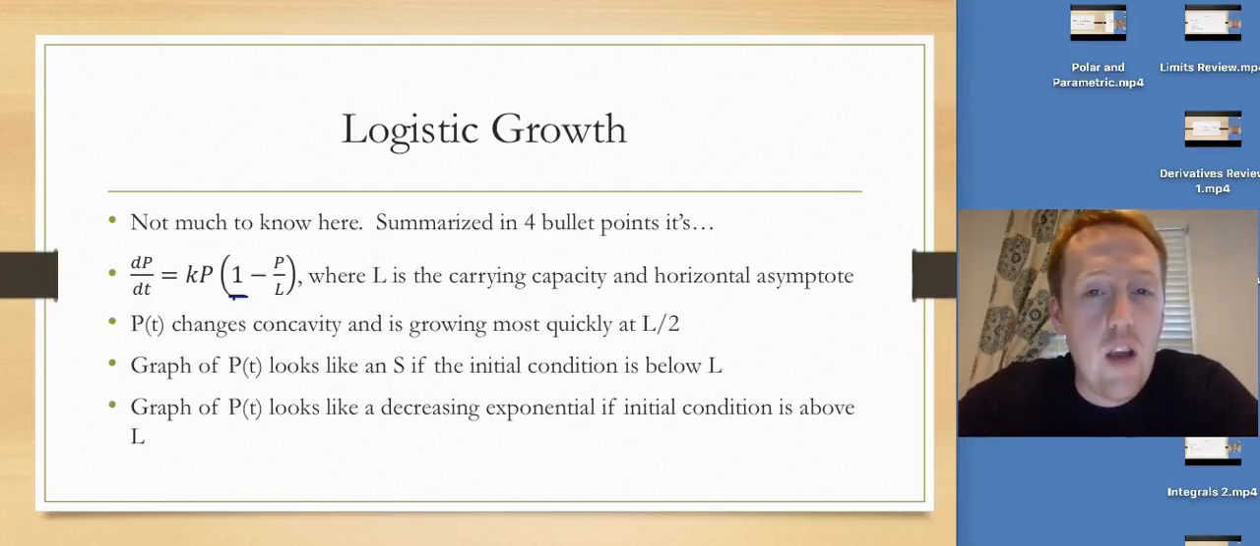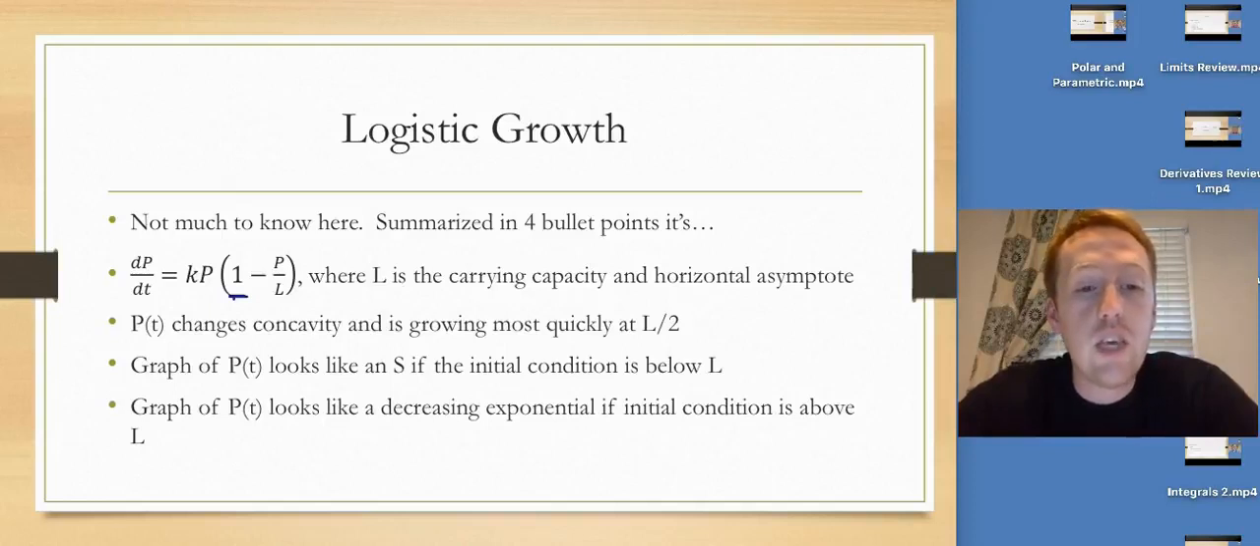L is going to end up being the carrying capacity. It's going to be the horizontal asymptote, limit as x goes to infinity. All of those mean the same thing, or I guess t goes to infinity. It's where it levels off in the long run. We also know that P of t changes concavity and is growing most quickly at L over 2, so half the carrying capacity.